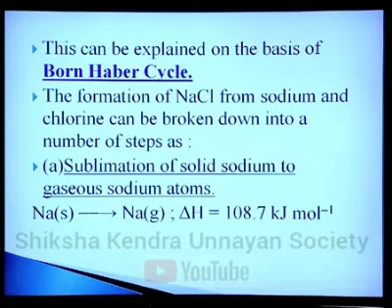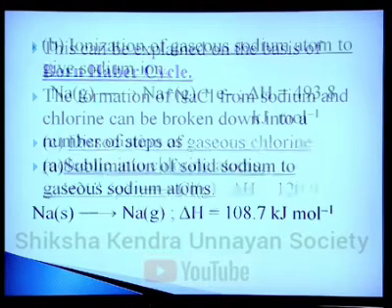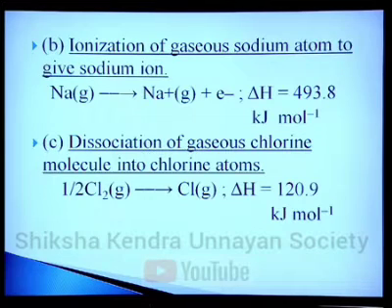Na solid converting into Na gaseous state, delta H will be 108.7 kilojoule per mole. Ionization enthalpy, that is, sodium in gaseous state liberates one electron, delta H will be equal to 493 kilojoule per mole. In both the cases, you will find energy is absorbed. Dissociation energy of gaseous chlorine molecule into chlorine atoms: half Cl2 gas going to Cl gas, delta H will be 120.9. All these values are positive because energy is absorbed.